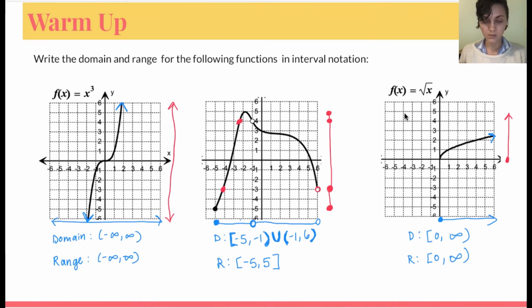Okay, so I noticed that in some of these graphs, particularly the square root, there were certain x values that weren't allowed, and that's because the square root function, in this case, doesn't allow negative numbers, right? That's why there's no numbers that are negative, because square roots don't allow you to put negative numbers in. So we're going to focus on 3 functions that are like this.